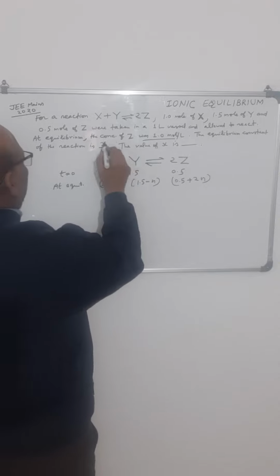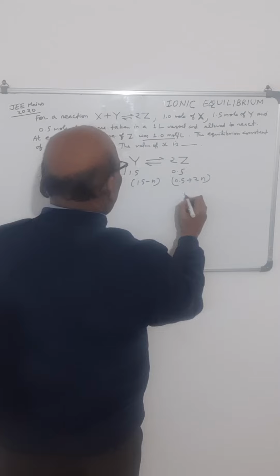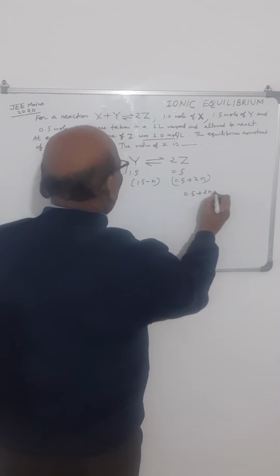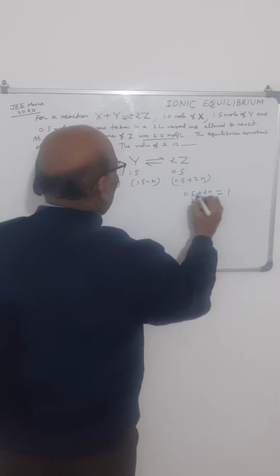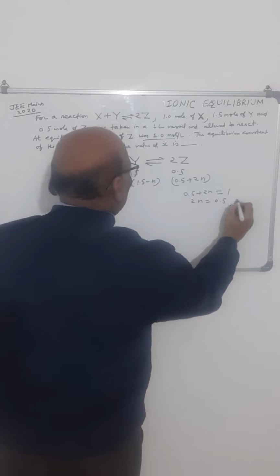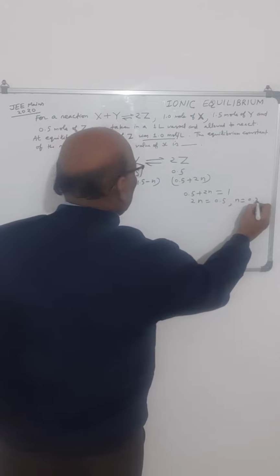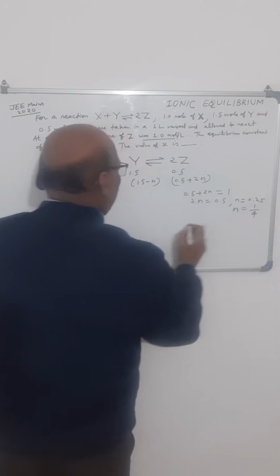और हमें दिया हुआ है concentration of Z at equilibrium is 1 mole per liter, so we can say that 0.5 plus 2n is equal to 1, or we can say that 2n is equal to 1 minus 0.5, that is 0.5, so n will be equal to 0.25, that is nothing but 1 by 4. So value of n is 1 by 4.